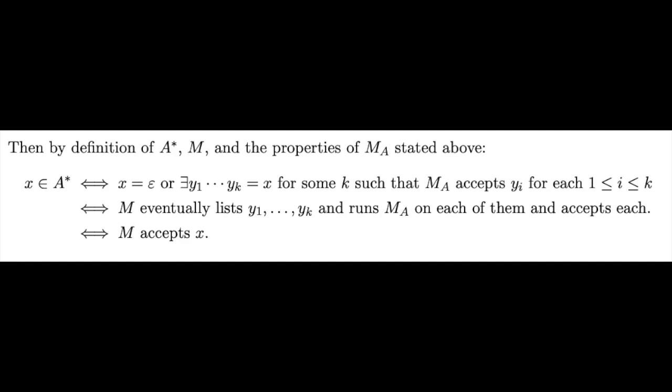So if x is in A star, then it's either an empty string or it can be split into some partition of substrings where the recognizer accepts on each substring, and it'll never get stuck in a loop because we're time sharing across all possible partitions. Thus, M will accept x overall. If x is not in A star, then there does not exist some partition where each substring is accepted by the recognizer, and M will never accept x.